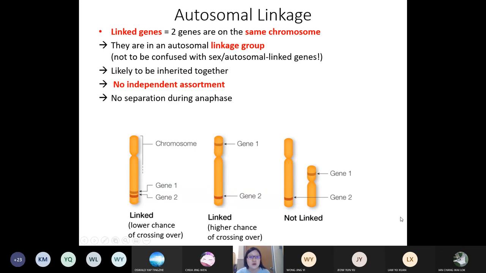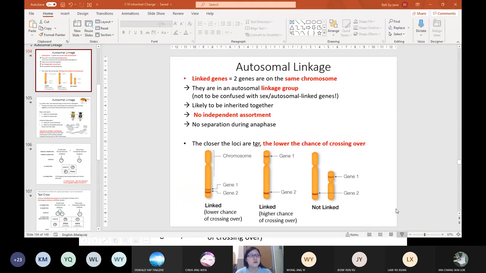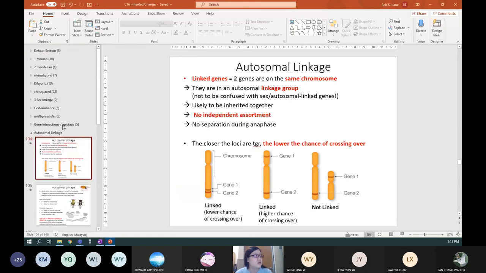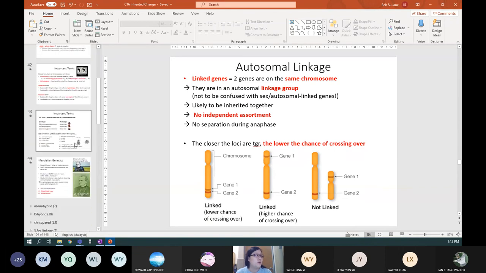Usually they will segregate because they're on different chromosomes. All this while, we have been assuming, if there are different genes like dihybrid, like in gene interaction, that they're on separate chromosomes. But in this case, it's not. It's on the same chromosome. How does that influence independent assortment?